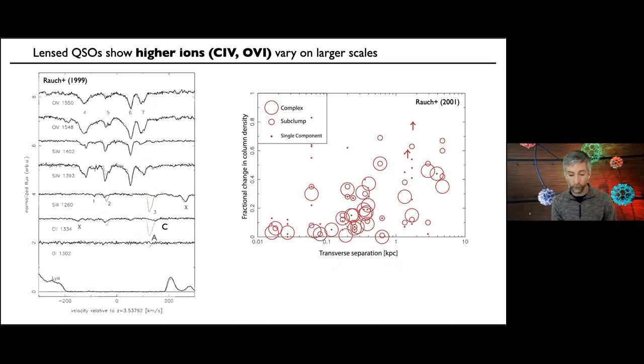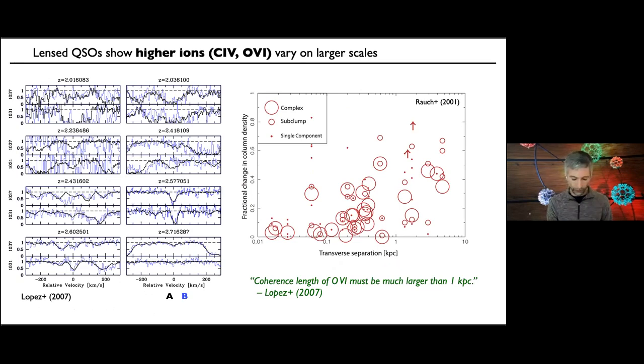And this comes up too with oxygen 6, and this is a paper from Sebastian Lopez that shows in black and in blue here 2 different sight lines for various redshifts. This is oxygen 6 in absorption, and they also are arguing that the quote-unquote coherence length of the oxygen 6 should be bigger than about a kiloparsec.